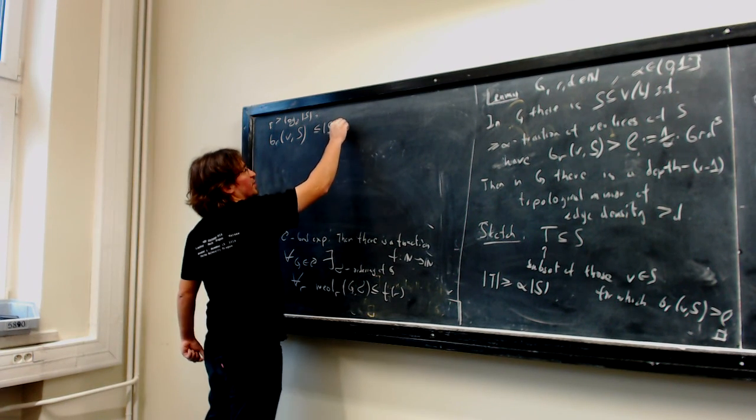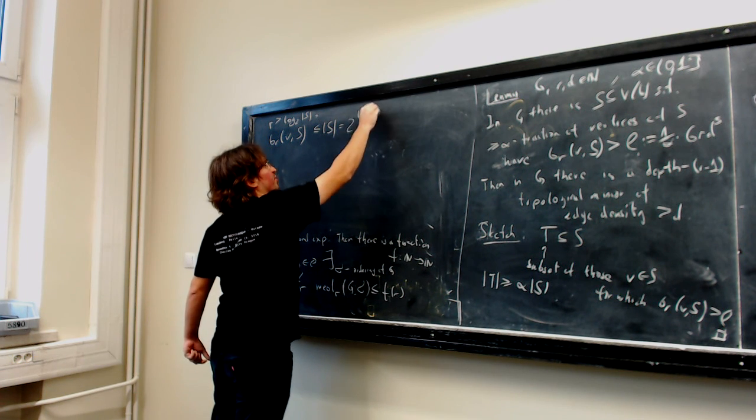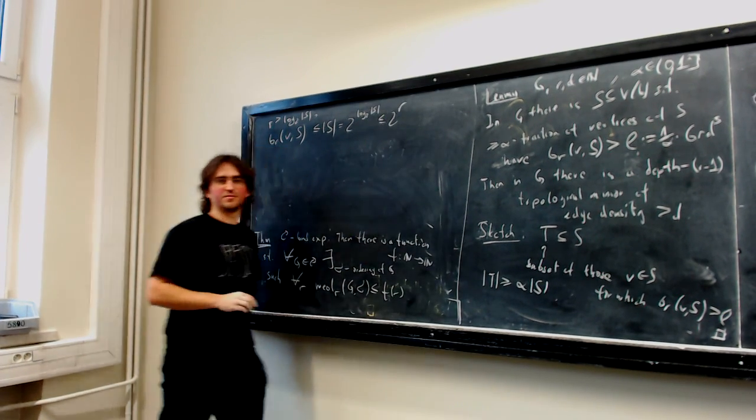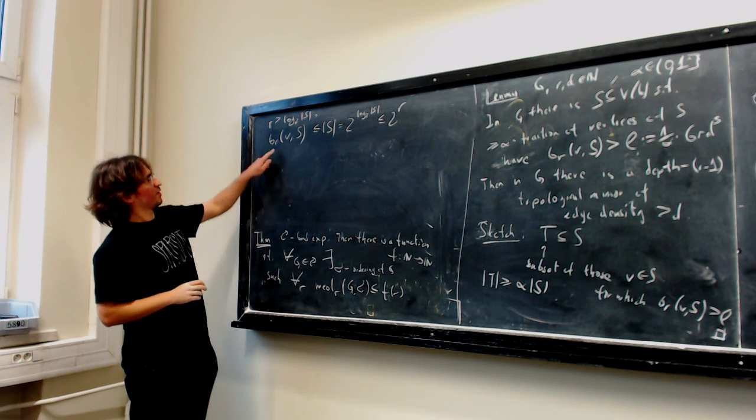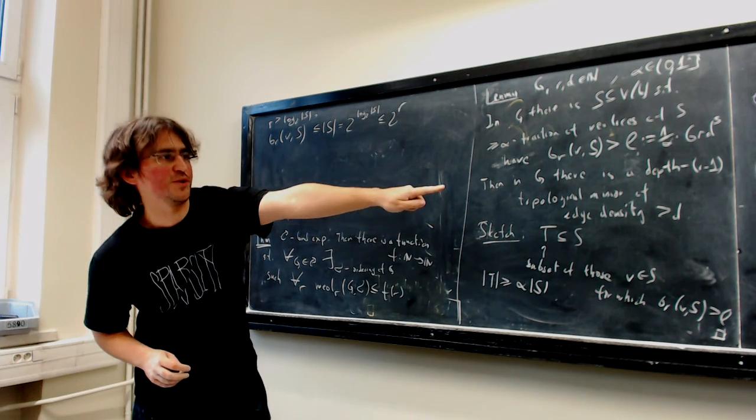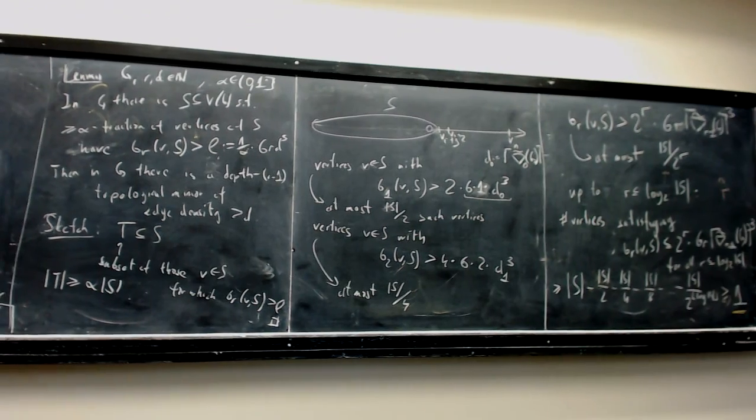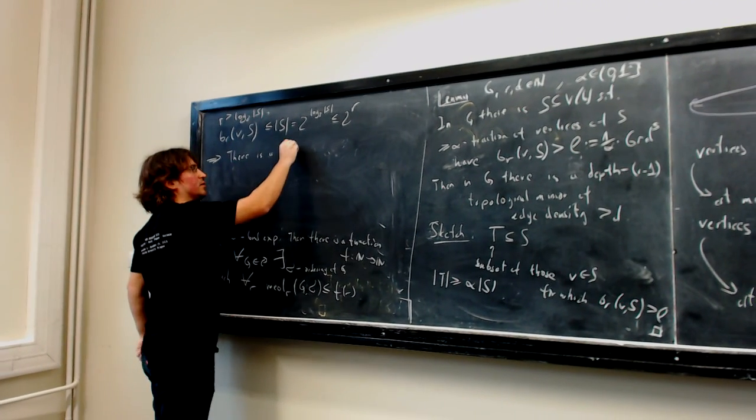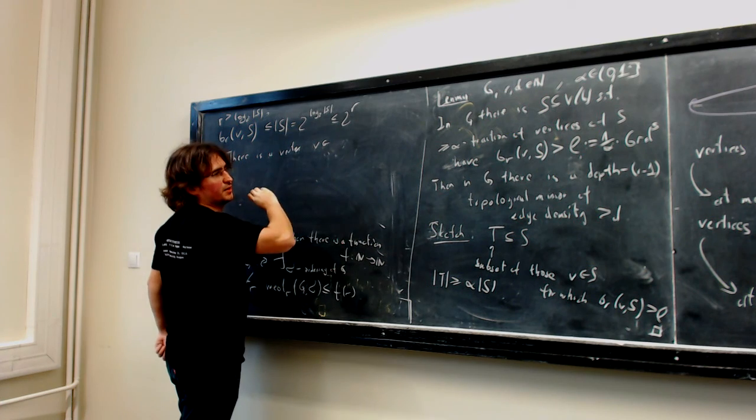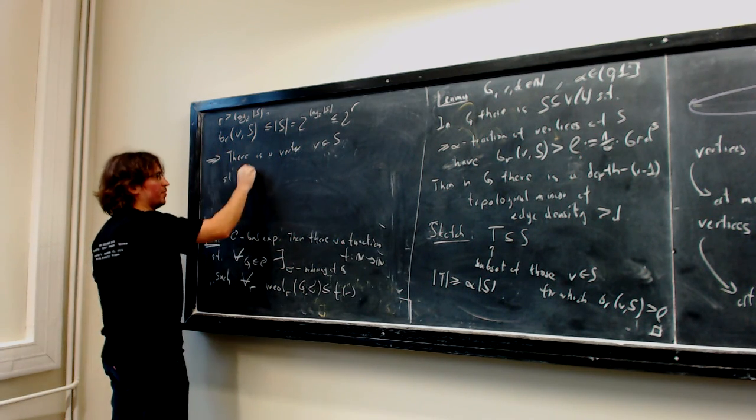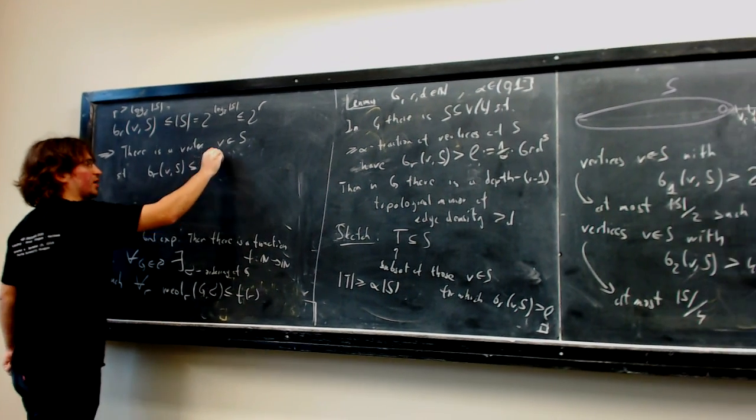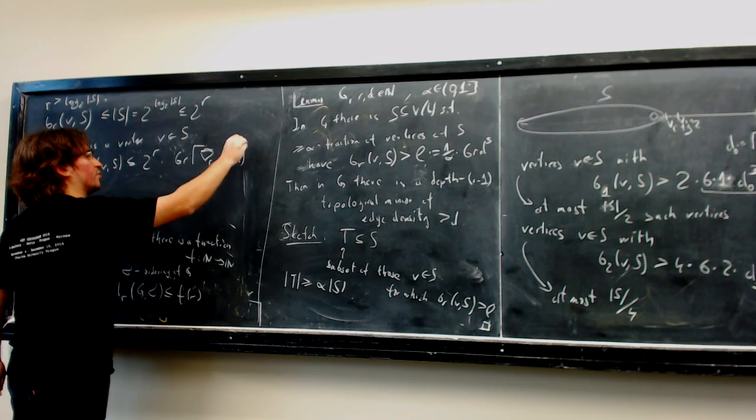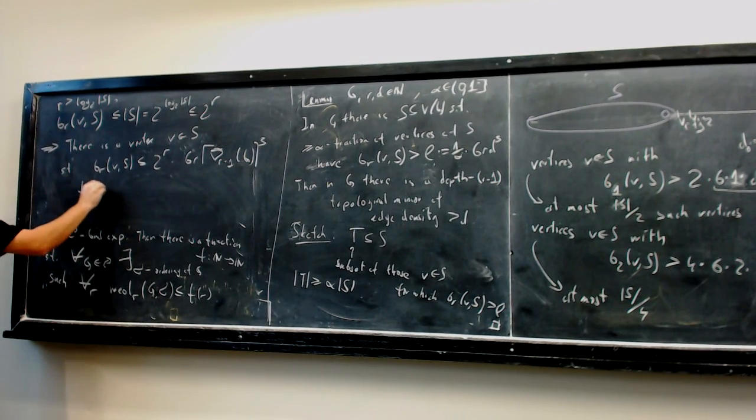But this is the same as 2 to the power log base 2 of |S|, which is upper bounded by 2 to the r. So I've got that this back connectivity is at most 2 to the r, which is even better than the bound that we had there. So all of this implies that there is a vertex v from my set S such that I've got this bound, the back connectivity at most 2 to the r times this grad, for all r.